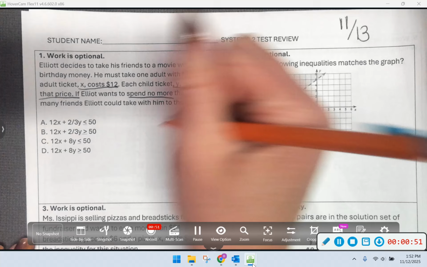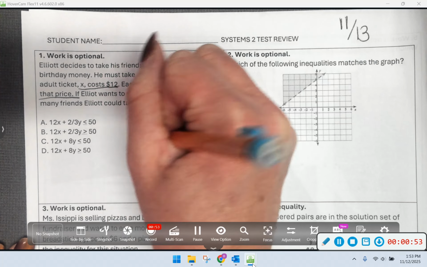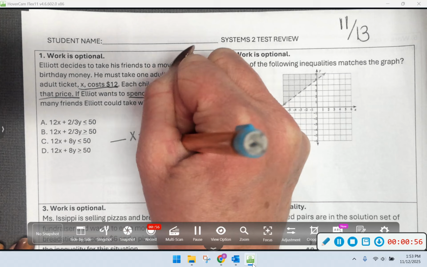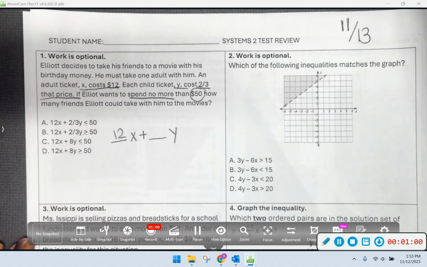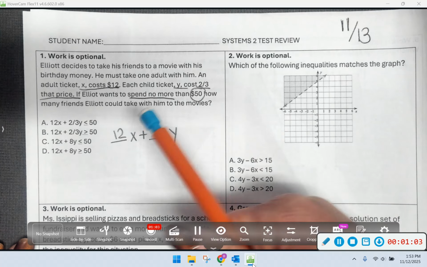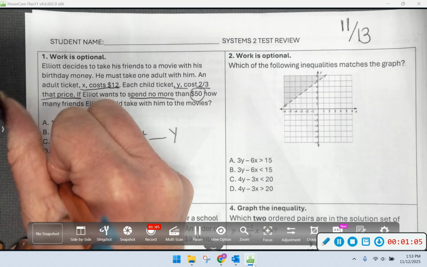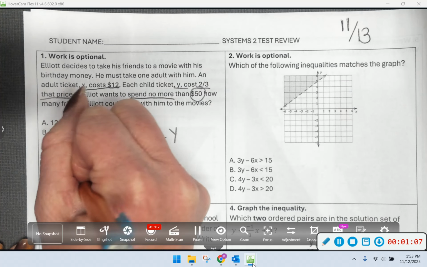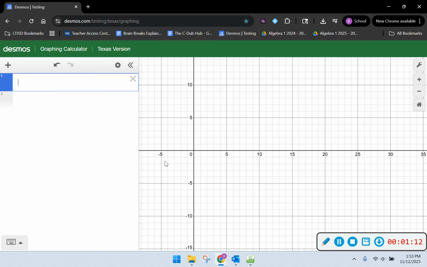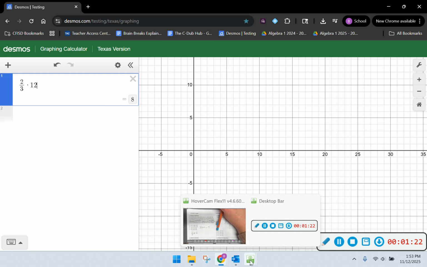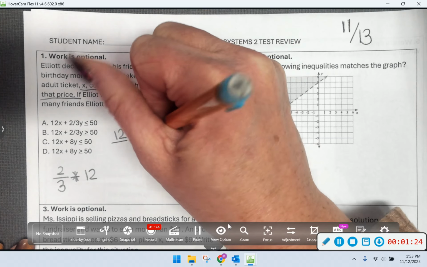It's always X and Y, so it's going to be X plus Y. We're going to fill in those blanks in front. We know our adult tickets cost $12, so we put 12 in front of our X. Now Y is 2/3 of that price, so we're going to do 2/3 times 12. We're going to go to Desmos and do 2/3 times 12, which is 8. So we are going to write 8 in that blank.